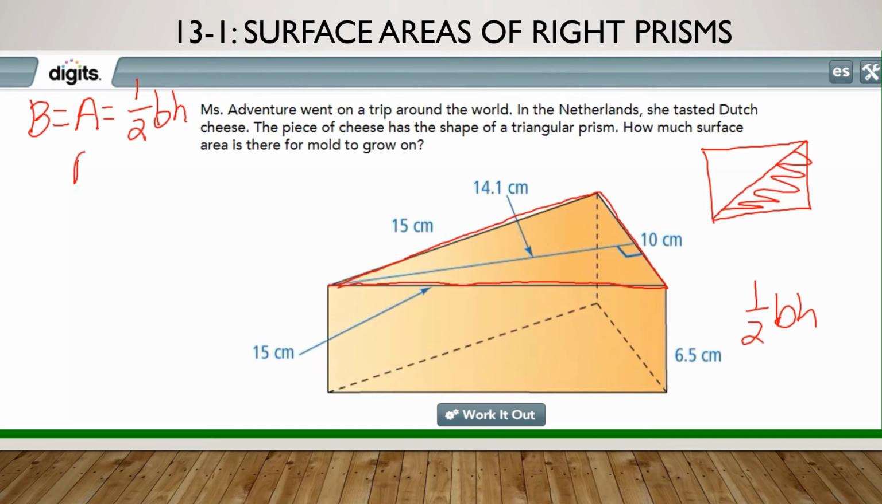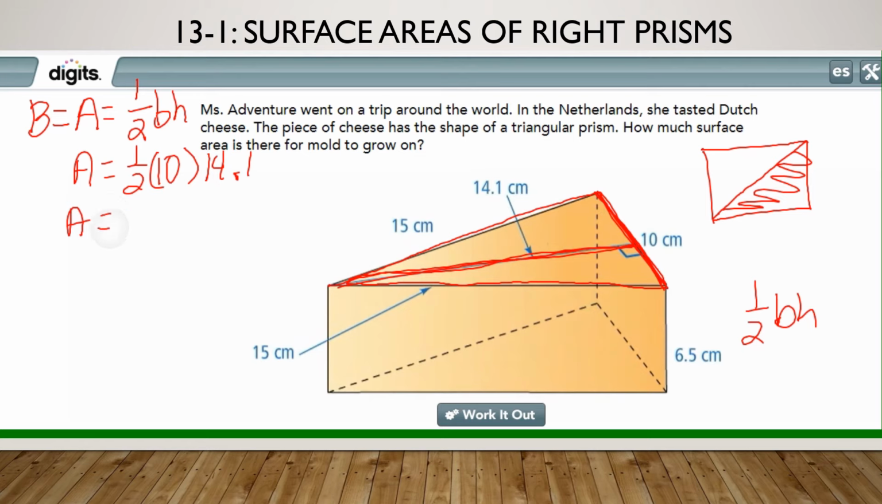All right, now we're going to substitute in the information. So the base of the base. So look at the triangle. What is the base of that triangle? Well, the base of the triangle would be 10. And then we have to think, what is the height of the base? Or what is the height of that triangle? So just look at the triangle, take away all of the rest of it, and think about the height. So the height of this triangle, it has an arrow pointing right to it. It's 14 1/10. So 14 1/10 centimeters is the height.